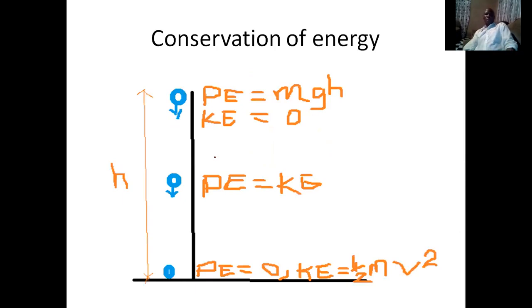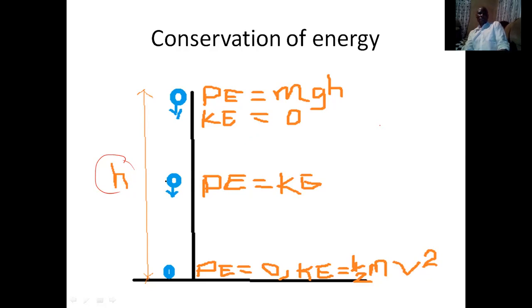And so when a body has moved to a height h, it's going to have the highest potential energy. Before it starts moving, coming down, momentarily when it's at rest, before you release it, it's going to have zero kinetic energy, because we said kinetic energy is as a result of the movement of the object.